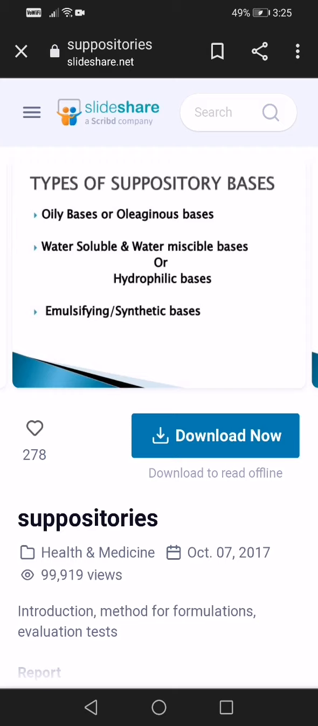Now let us see the types of suppository bases. So you'll be having three types of suppository bases: oily base or oleogenous base, water soluble and water miscible base or hydrophilic bases, and emulsifying or synthetic bases. So first of all, what you have to know is the action of these bases.